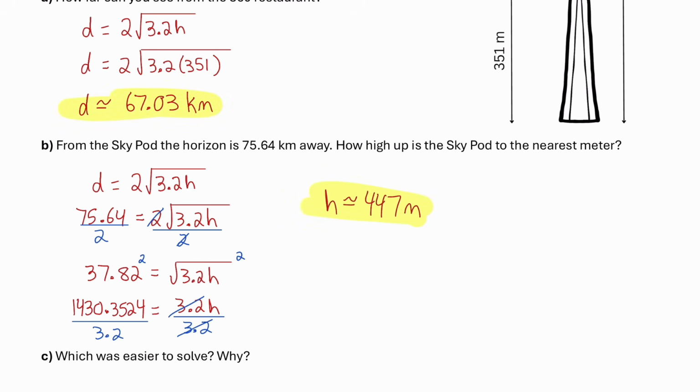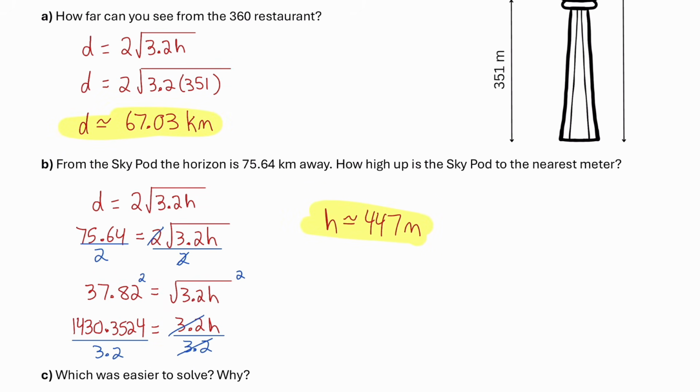So looking back at part A and part B, which one was easier to solve? Well, part A was significantly easier because our unknown variable in part A was the distance, and that one was already isolated. In part B, our unknown variable was the height, and that was not isolated. So when your unknown variable is already isolated before substituting into the formula, it's much easier to solve because you don't have to do any rearranging, you just have to evaluate.